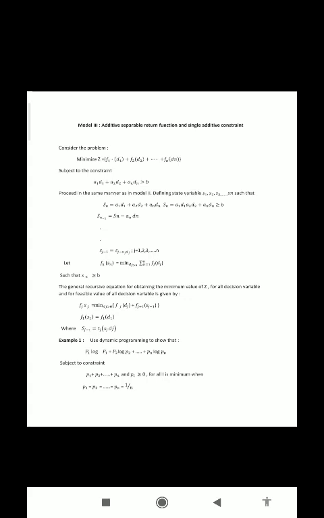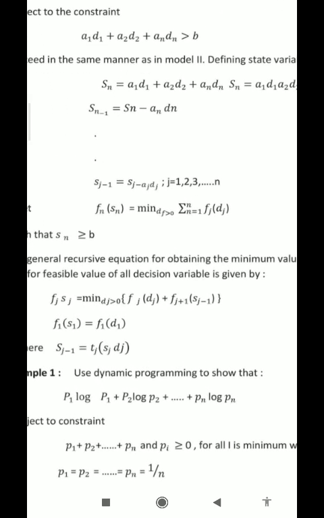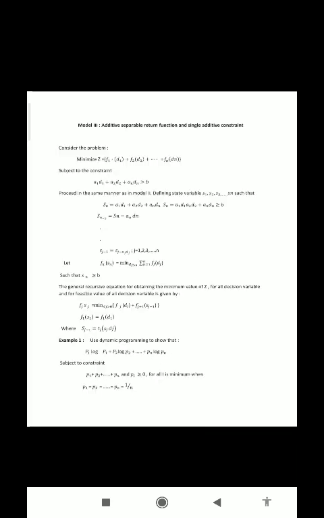Here, using the previous concept, we are going to solve the following problem. Use dynamic programming to show that p1 log p1 plus p2 log p2 plus etc. pn log pn is minimum with respect to the constraint p1 plus p2 plus etc. pn equal to 1 by n. We shall solve this problem using the dynamic programming technique; the given problem is of type Model 3, additive separable return function and single additive constraints.